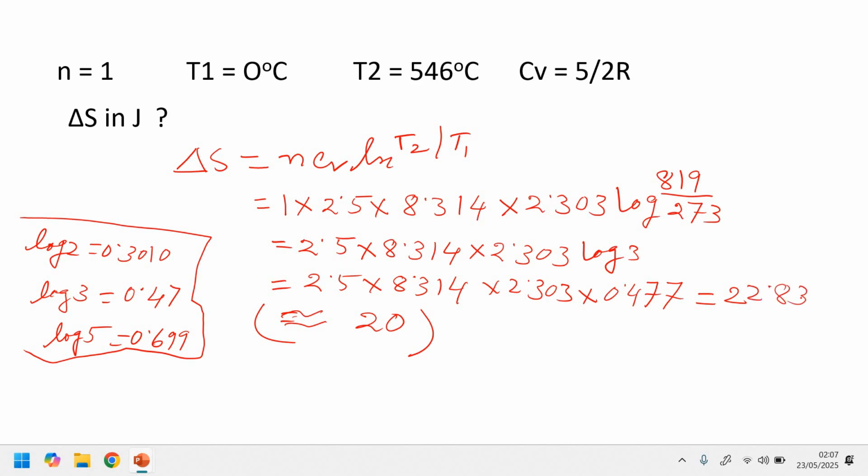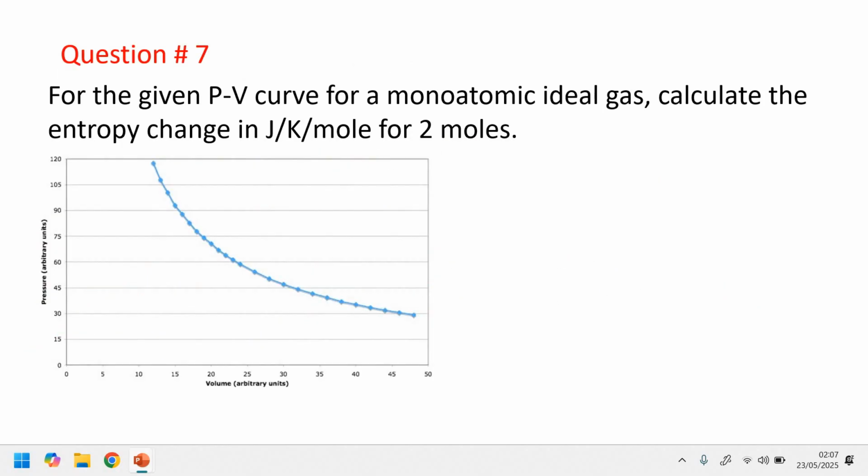22.83, which is close to 20. Okay. Now we'll move to the next question. Question number 7. For the given pressure volume curve for a monoatomic ideal gas, calculate the entropy change in joules per Kelvin per mole for 2 moles. Okay. Now here the options are given.